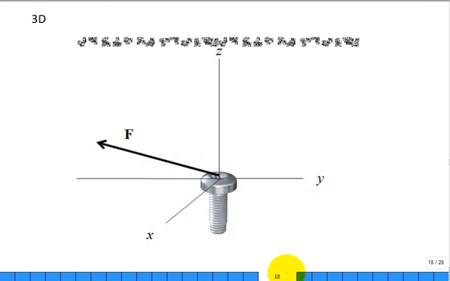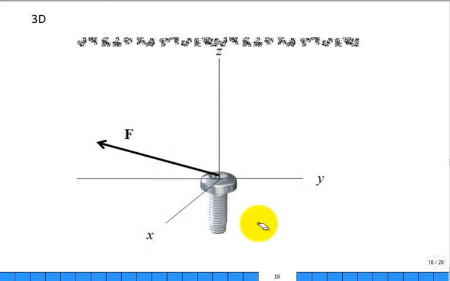Got it? So now we're going to have a force in three dimensions, and we're going to have a coordinate system in three dimensions. In our textbook, the coordinate system has the X coming out of the page, and then you have the Y, and then going up is the positive Z. Check it. Isn't that a good right-handed coordinate system? Yeah, this is very common throughout the textbook.